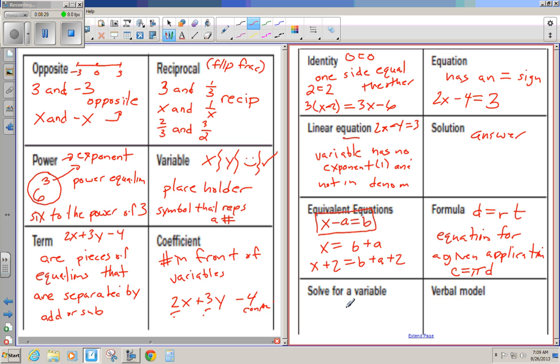Solve for a variable. Solving for a variable, please remember, means that you basically isolate a given variable.